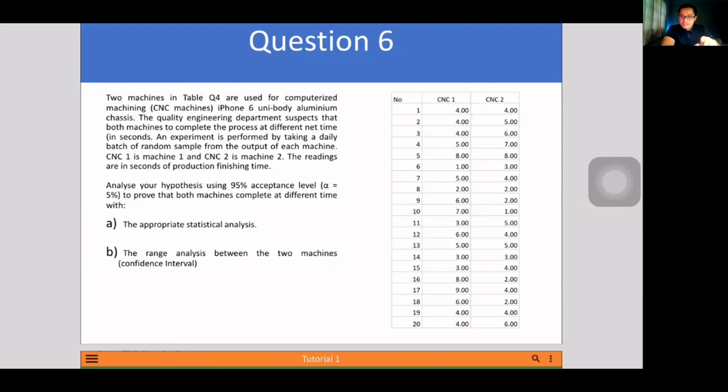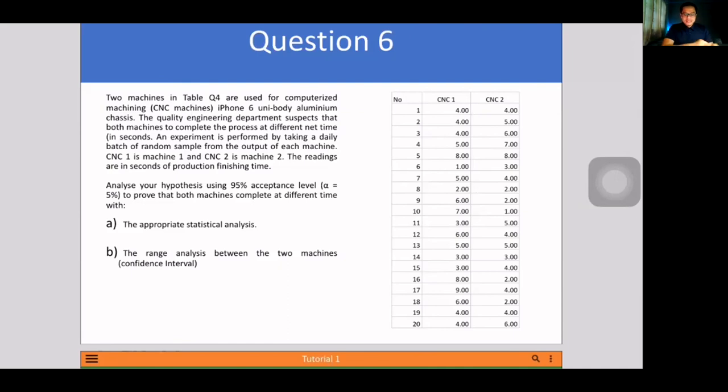If you do this z-test, most probably the alpha will be correct, the hypothesis will be correct, but the whole calculation is all wrong. So marks will be given for which one is correct. H0 accept, H1 accept, is it correct based on this answer scheme? Yes, correct. But sometimes I give some CN mark or PT mark or working mark, so maybe one or two, but not going to be more than five. So please make sure you know what statistic analysis you are looking at.